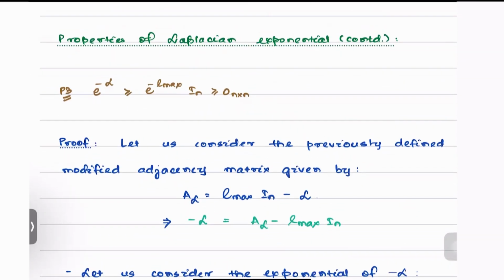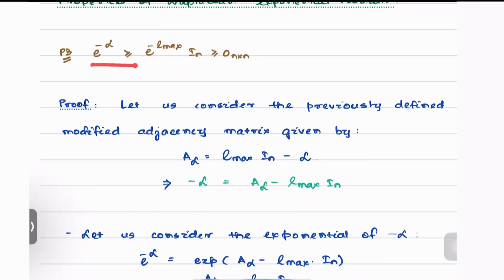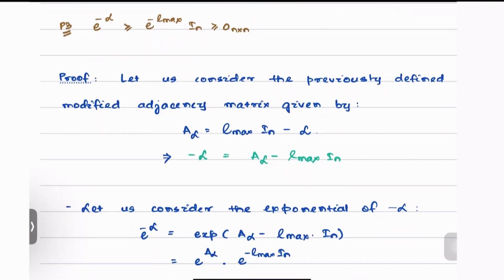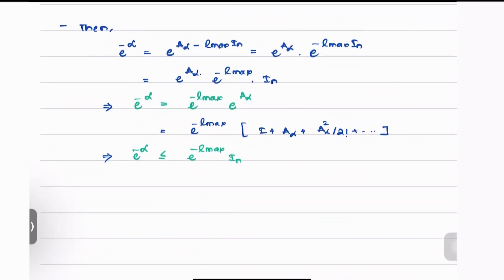Let's look at the third property again. This is exactly what the third property said. E raised to the power minus L is greater than or equal to e raised to the power minus L max times In. Let's see the expression. Sorry, there's a typo here. This should be greater than. Why should it be greater than? Please take a note of this, or let me write this part again.